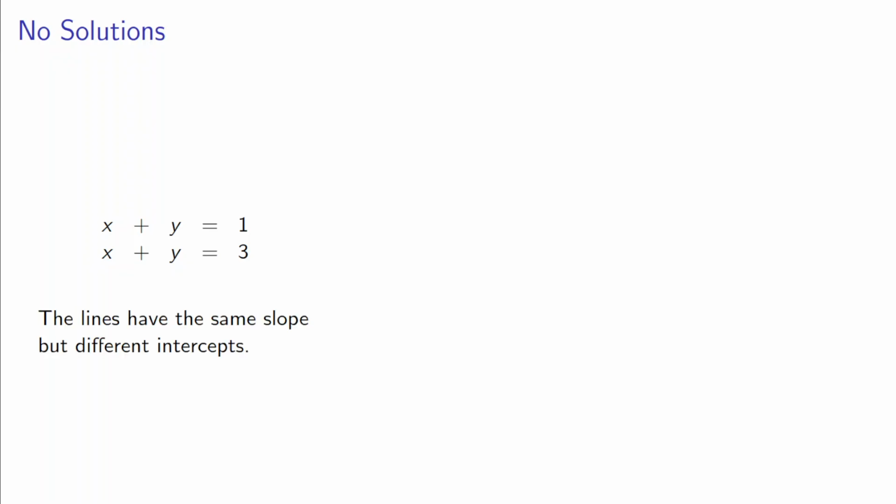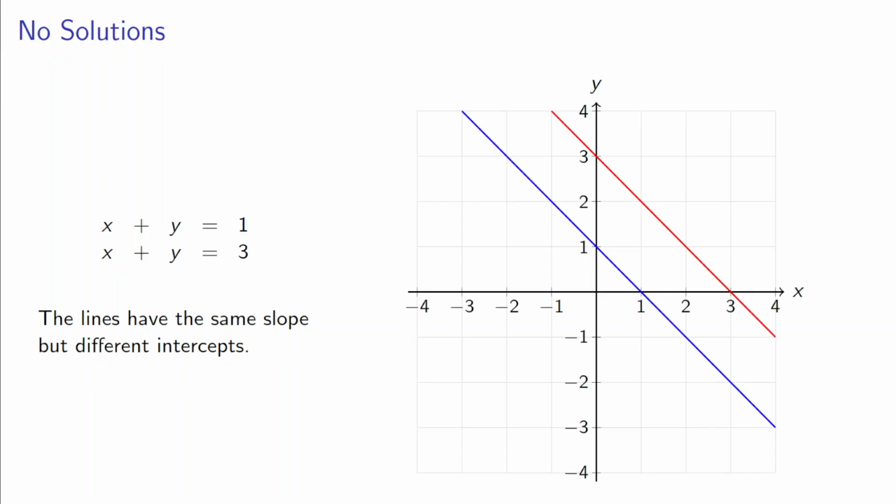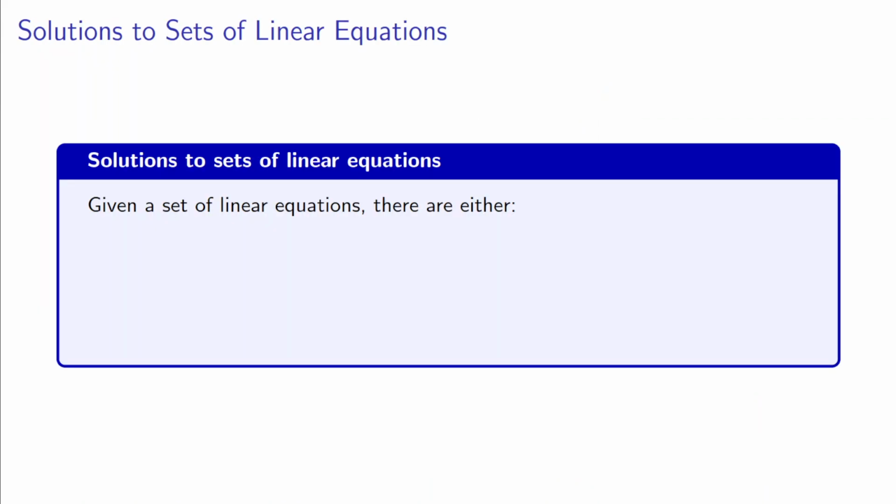What we can see is that if we were to graph these, we would end up with two lines that have the same slope, but different y-intercepts. And so looking at them, we end up with these parallel lines, no points of intersection. So this is the geometric situation we would end up with when we have no solutions. Remember, geometrically, solutions are represented by points of intersection of these lines.